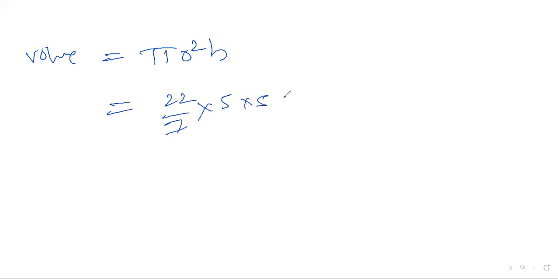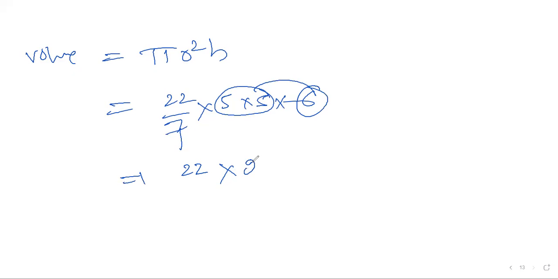Now let us go for the third one, volume. What is the volume of a cylinder? Just only pi r square h. Pi means 22 by 7. R square means 5 into 5. What's the height? 6 centimeters. Now it's very clear. There is no cancellation. 5 fives are 25, 25 into 6. How much is it? 25 sixes are 150.